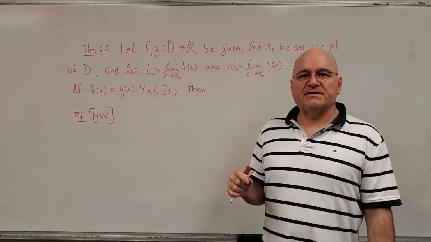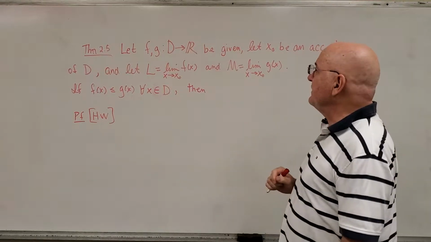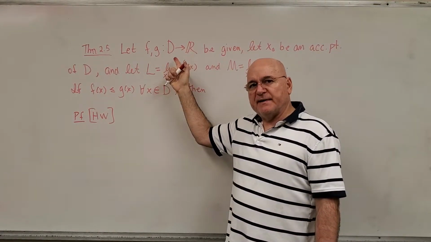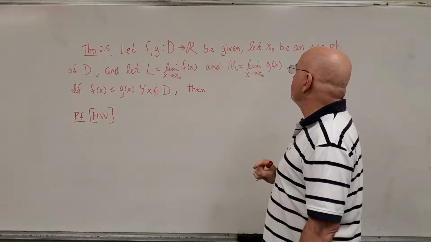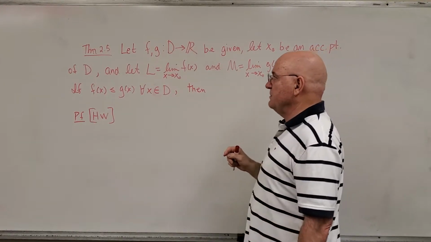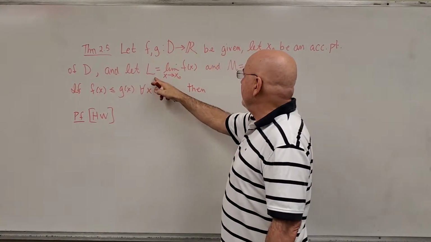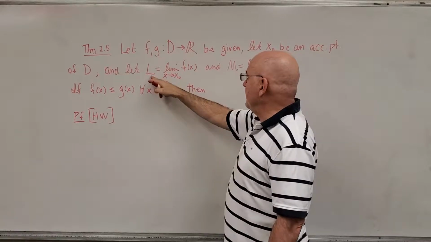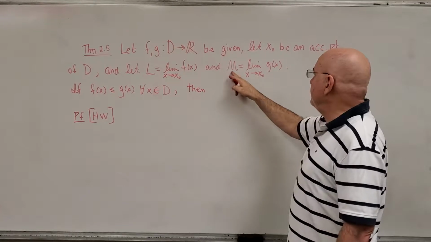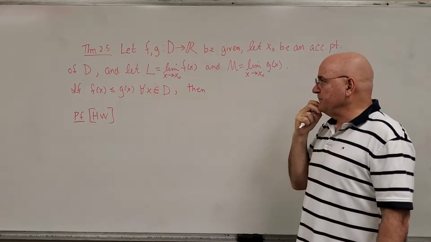Our next theorem will look very similar to a theorem we had involving sequences. Theorem 2.5 starts off with two functions f and g, both with the same domain, capital D, and going into R. Let those functions be given, and let x naught be an accumulation point of the domain D. And let L be the real number limit as x goes to x naught of f of x, and m is the real number, the limit as x goes to x naught of g of x.